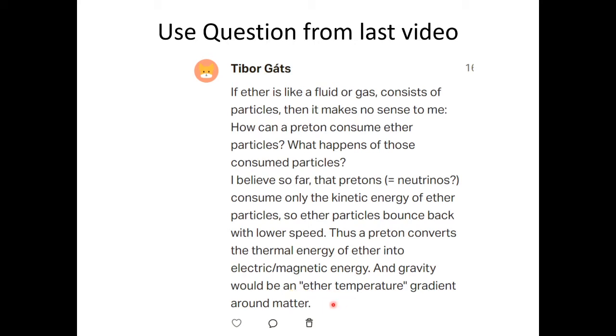Okay, there's two parts to this. We're going to answer two parts. The first part, the easy part, is, well, if you're going to explain gravity as an ether temperature gradient or something of that nature, you need to come up with a way to explain inertia with that same mechanism. Okay, I'll leave that at that.